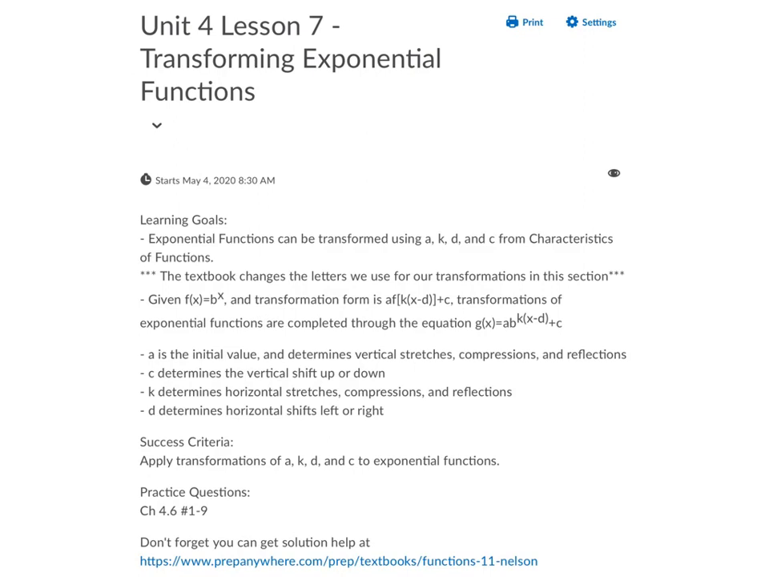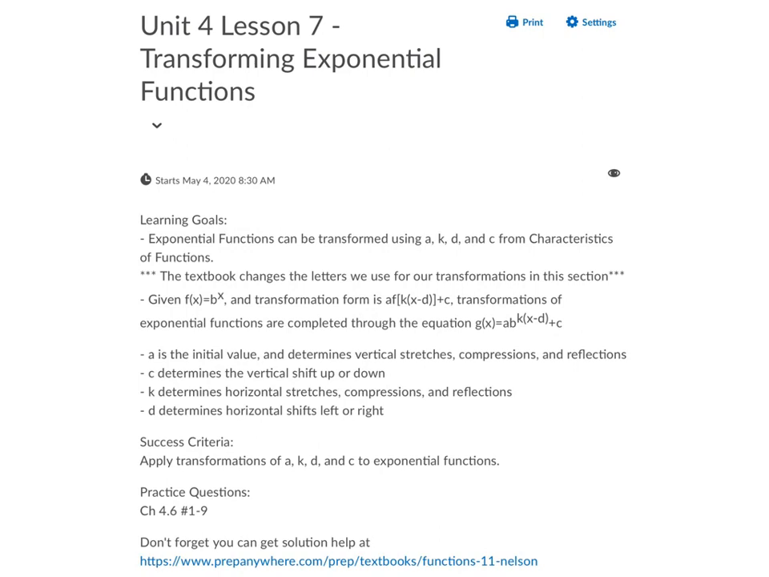Alright, ladies and gentlemen. So, as we get started with lesson number 7, we are transforming exponential functions. So I've included our learning goals, success criteria, and practice questions from the hub page. This is mostly because typing out on Explain Everything is pretty difficult. So I'll give you all a minute to read over the learning goals and success criteria.